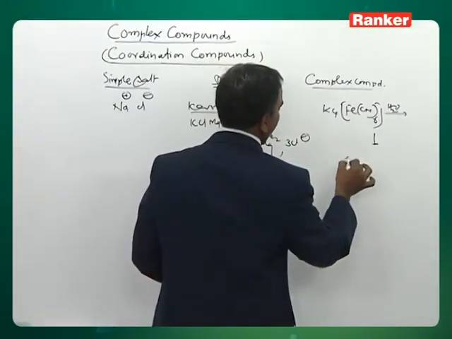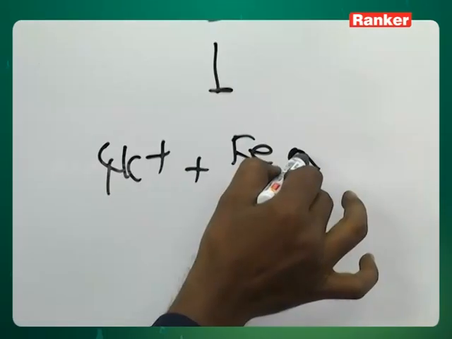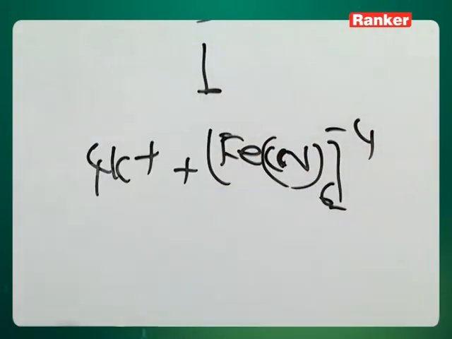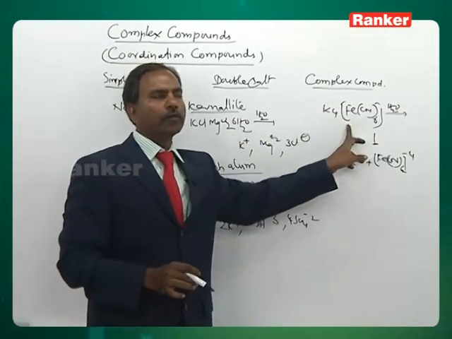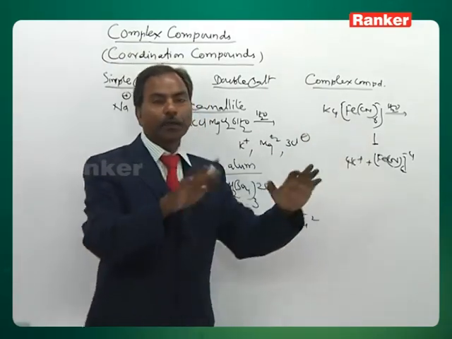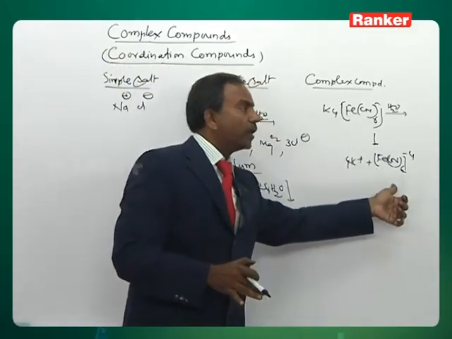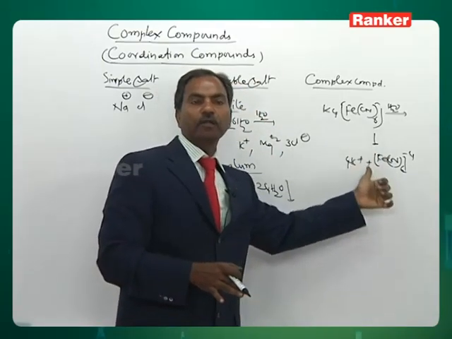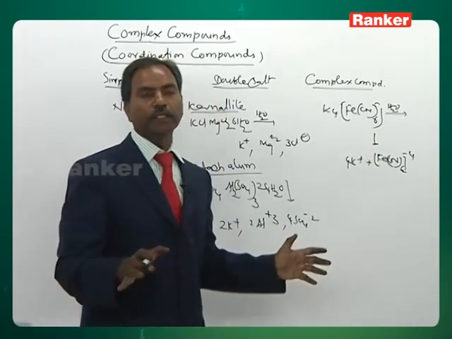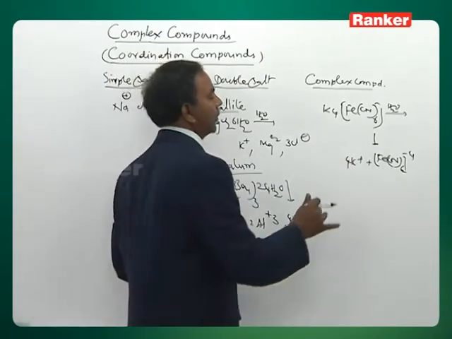You put this into water, then what you are getting? It is undergoing partial ionization. You get 4K+ and [Fe(CN)6]4-. Look here, the compound undergoes partial ionization. Only the K+ ions are ionized, and the bracket part, which you call the complex ion, is not ionized. The complex part is the same as in the solid state, similarly in the aqueous solution. The bracket part is not ionized, therefore it undergoes partial ionization, and the complex ion is not ionizing.